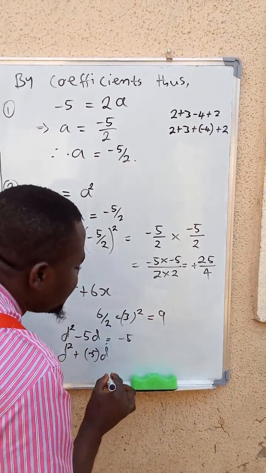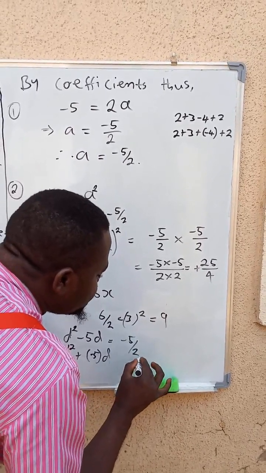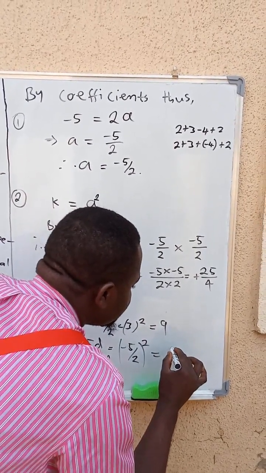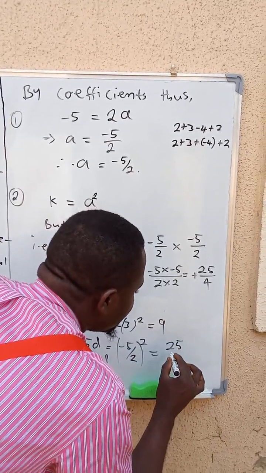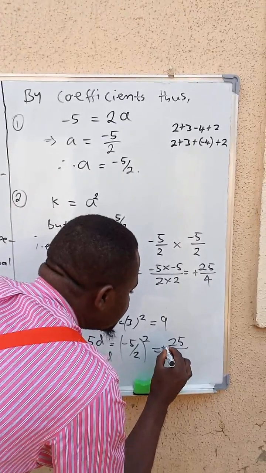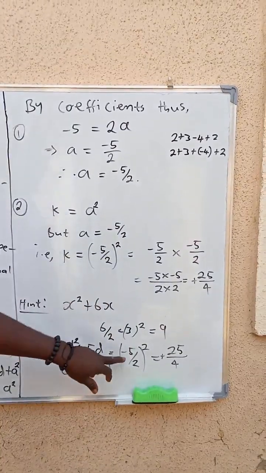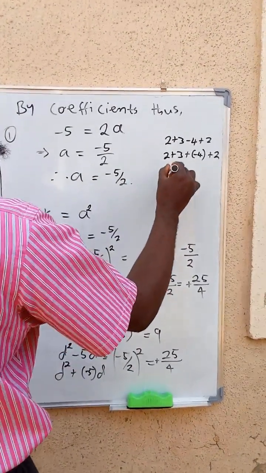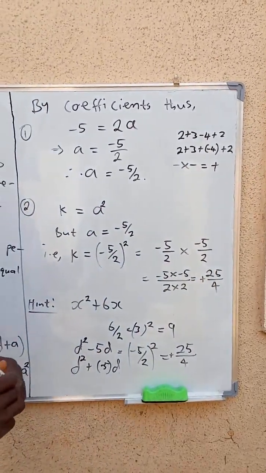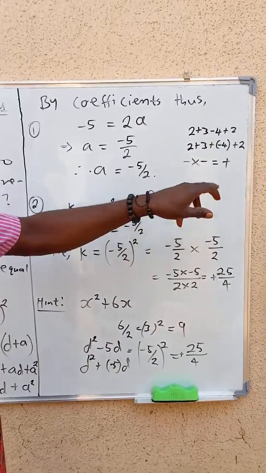So the coefficient of d here is minus 5. I'll take minus 5, divide it by 2 and square it, which will give me minus 5 times minus 5 is 25, over 4. That is 2 squared. And it's plus. Do you know why we are adding plus? Minus times minus is equal to plus in mathematics. You get this very well during the elementary class.